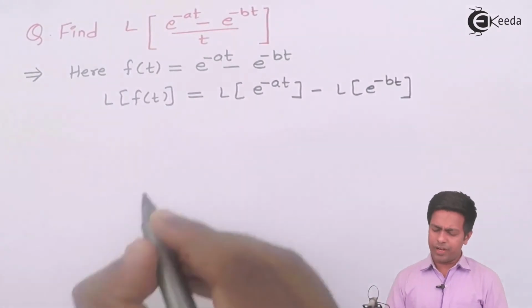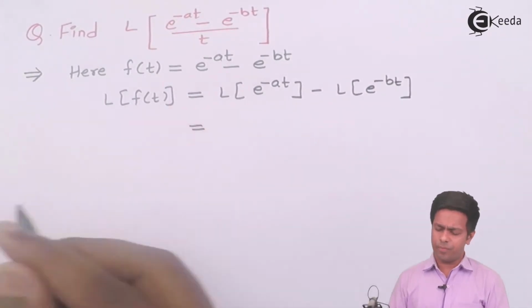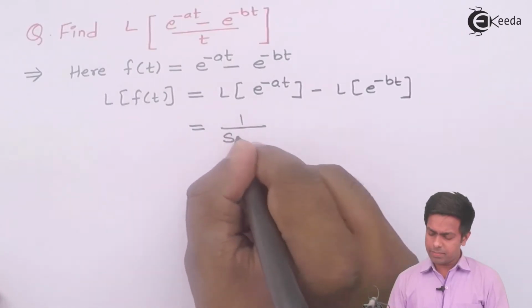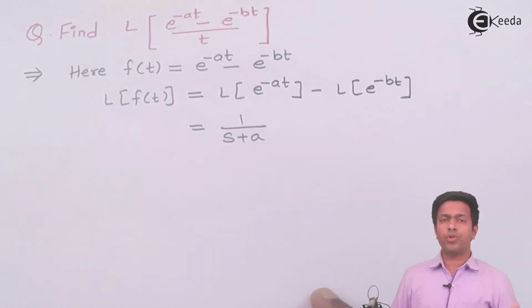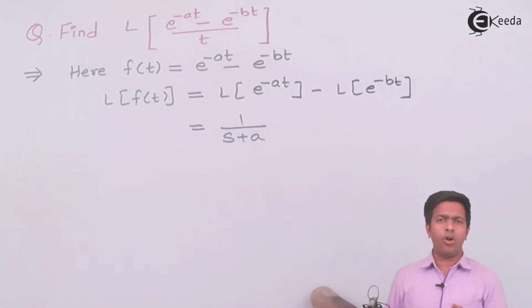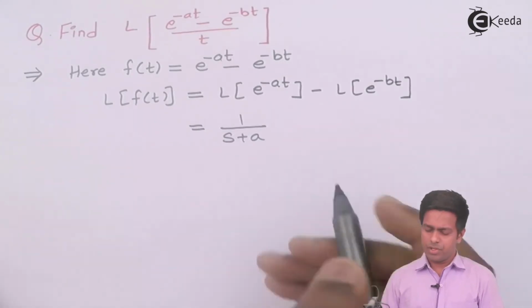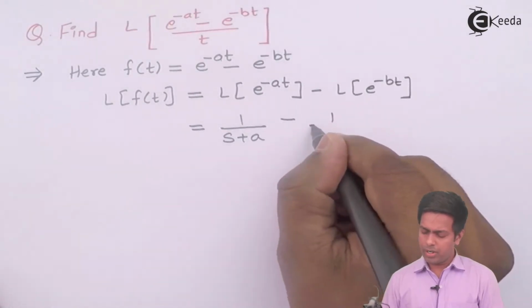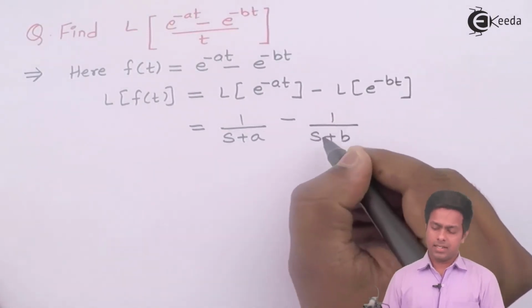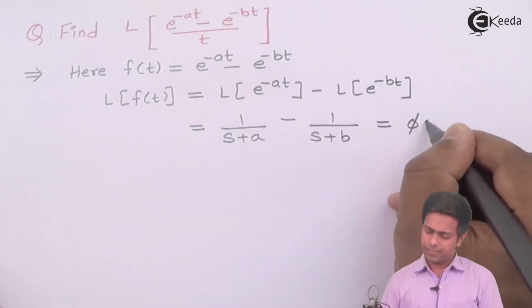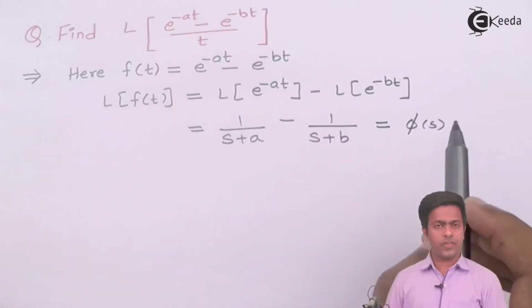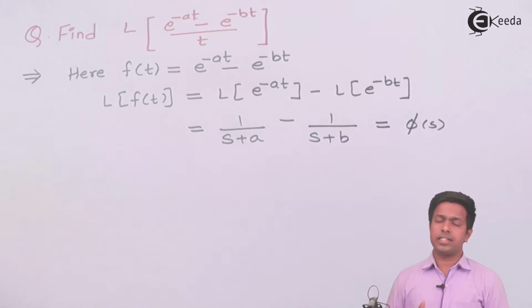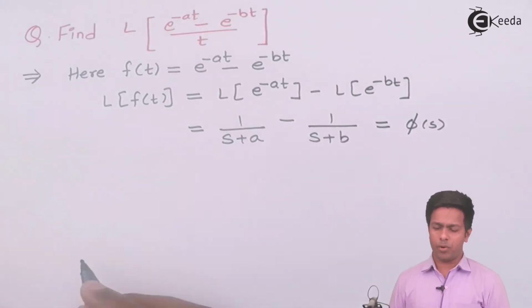Now what is Laplace of e to the power minus at? We all know the formula. It is 1 upon s plus a. If you don't know this, then you have to revise this formula by going through my previous video where I have covered all formulae and the properties which are required to solve the numericals of Laplace transform. So minus this will be 1 upon s plus b. And I'll call this phi of s. So here we got phi of s which is Laplace of f of t. And now I am going to use this phi of s in the property that is division by t. So here I'll say using division by t property or the theorem.